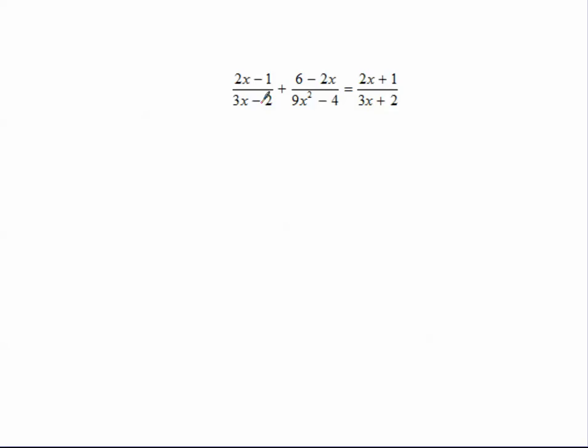3x minus 2, good to go. 9x squared minus 4. Well, this is a squared term, and there's 2 of them, and there's a minus. So this looks like it's the difference of squares, which it is. So this is 3x minus 2, 3x plus 2. So that's our difference of squares. And then we have 3x plus 2 over there.